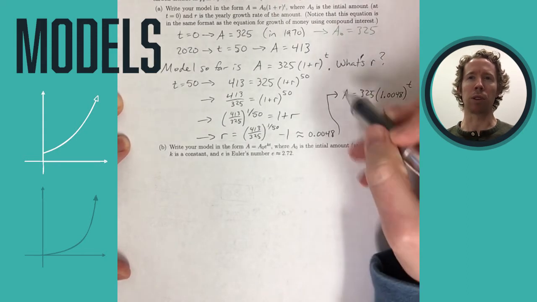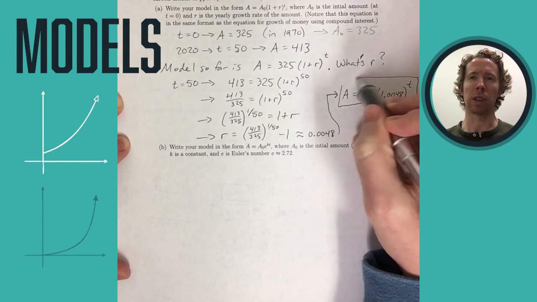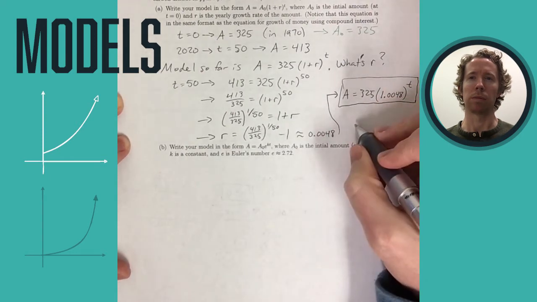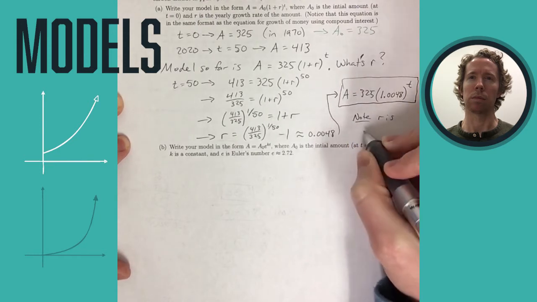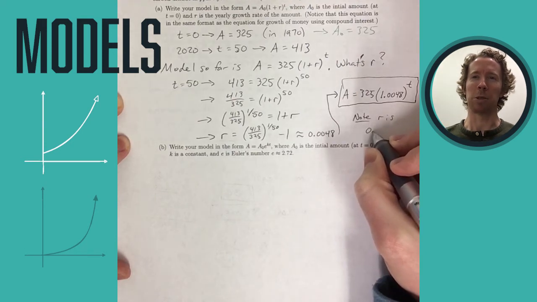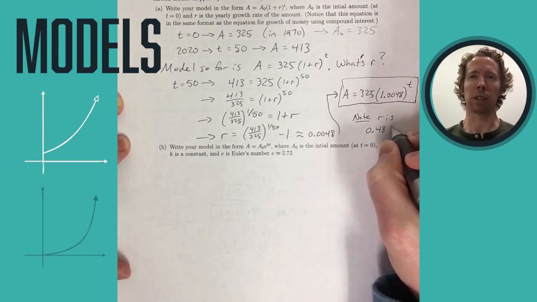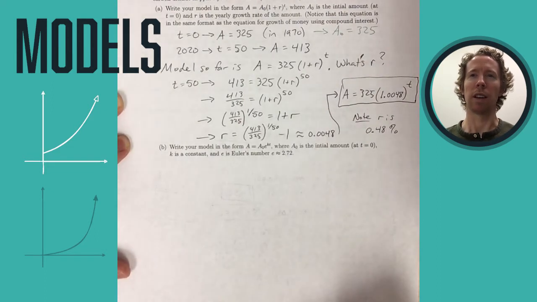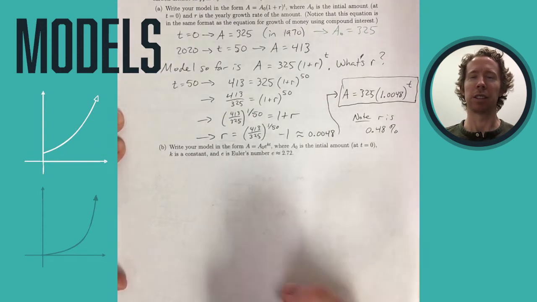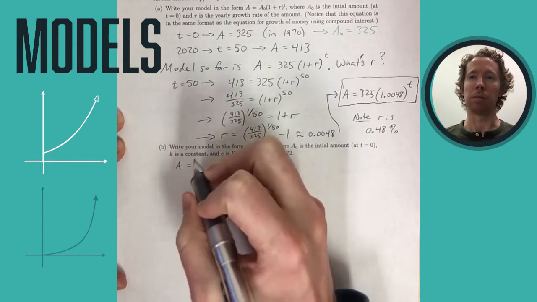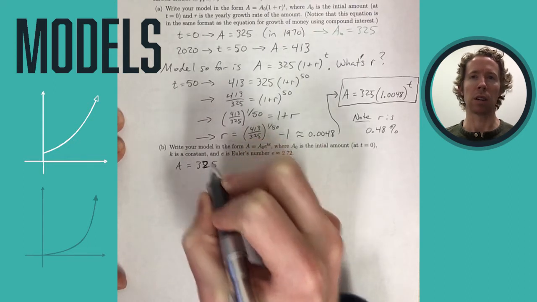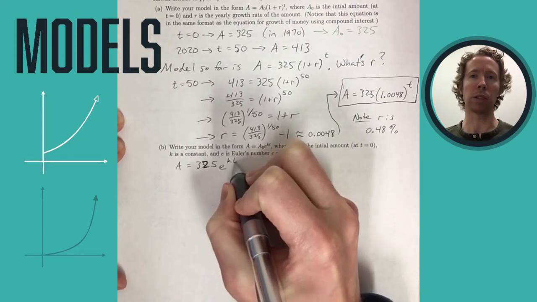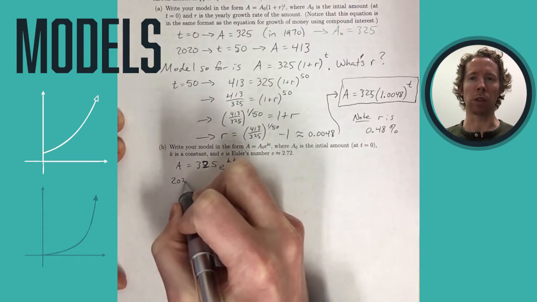We get that r is 0.0048. That comes out to about 0.48%. And when you plug that back in, you get this nice looking model. If you're doing it by hand, you can't get a decimal approximation, that's okay, just leave the r in there. When you do 1 plus r, the 1 and minus 1 will cancel each other out. So it won't look that bad.